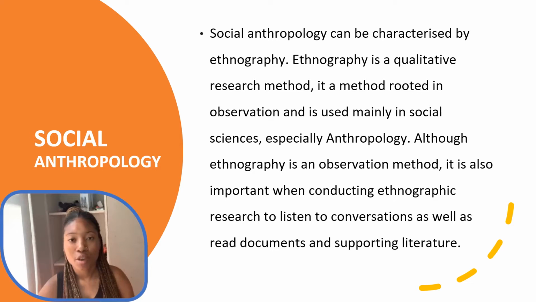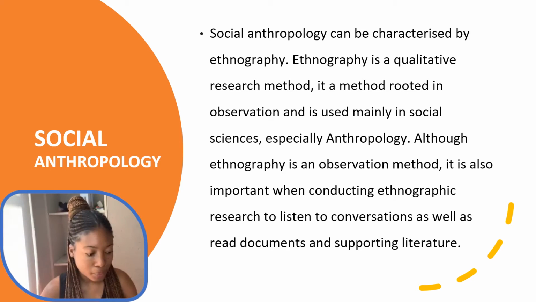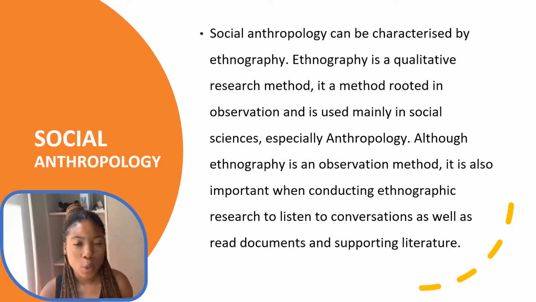When it comes to ethnography, although it is mainly described as an observational method, it can also be looked at as a specific way of conducting your research that also can include listening to conversations and interviews, anything to do with participants, and that can be direct where it's like interviews and listening to them, or indirect where you're just observing, and that would be then called participant observation.